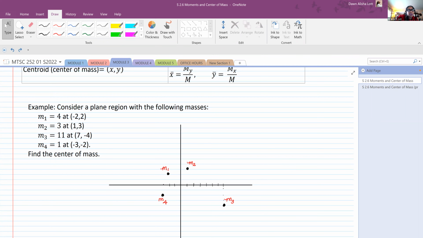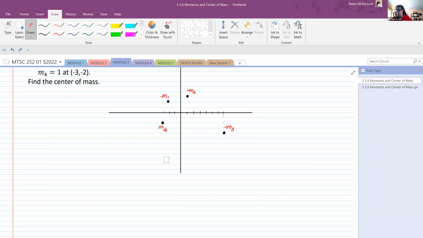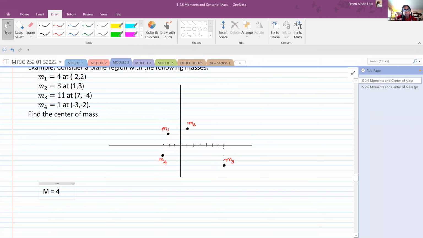To find the total mass, that's easy. All right, so the total mass, capital M, it's going to sum all the masses. So our masses are 4 plus 3 plus 11 plus 1. So our total mass is 19. Okay, so that's our M.